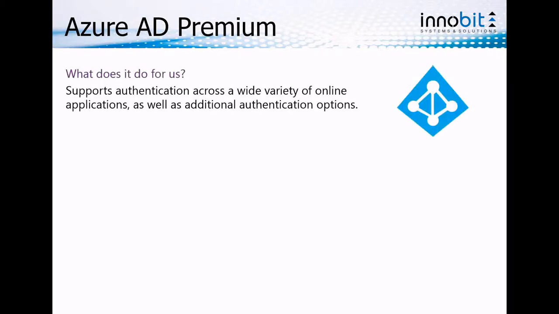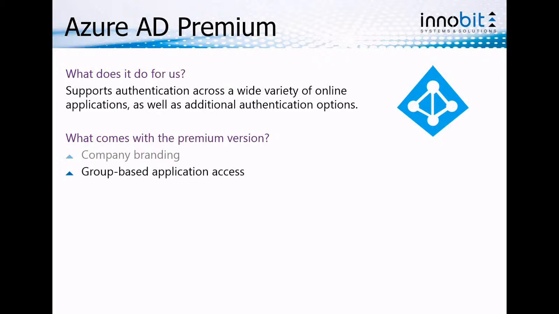Okay, we're going to have a look at Azure Premium now, and the burning question is probably, what does it do for us? Well, it supports authentication across a wide variety of online applications, as well as additional authentication options. Keep in mind that there are different versions of Azure AD, and the premium version is the most fully featured that you get. What comes with the premium version, you ask? First off, you get company branding, which gives users the feeling that they're logging on to corporate or business resources. Next up is group-based application access for granting rights in bulk.